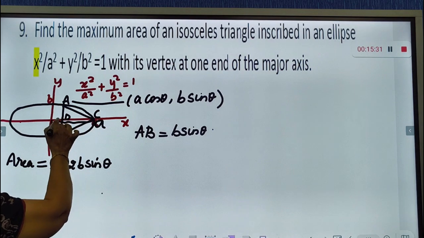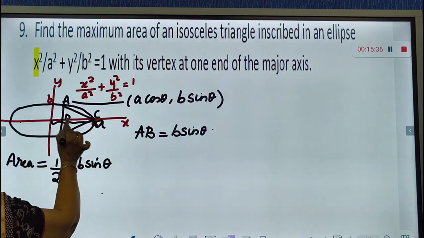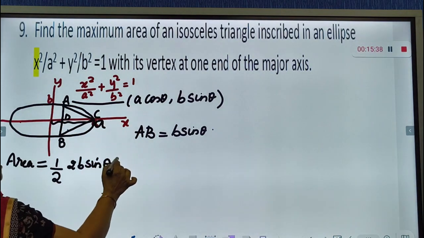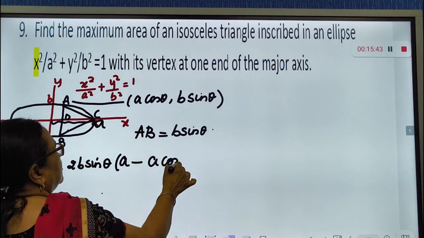This is b sin theta, twice of that, so 2b sin theta. What is this distance CD? CD is a cos theta. So x coordinate will be a minus a cos theta.